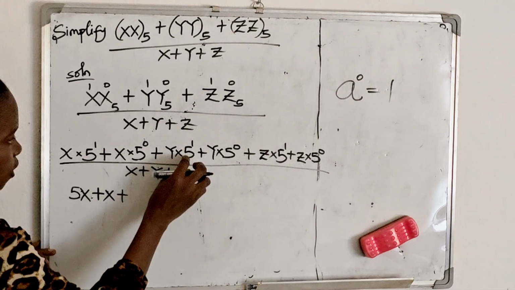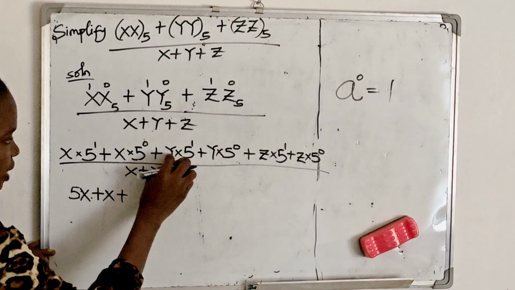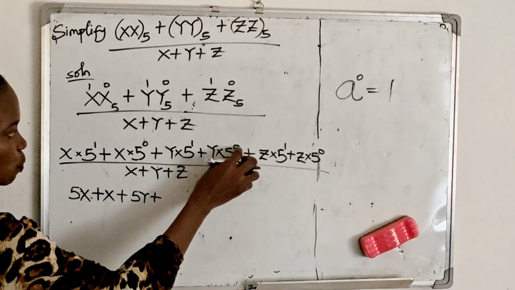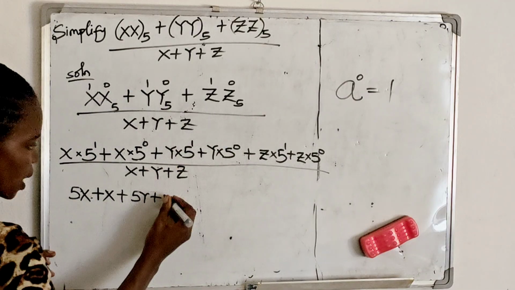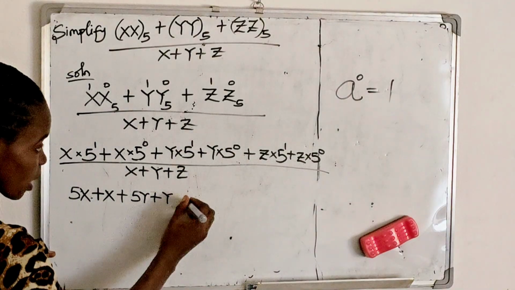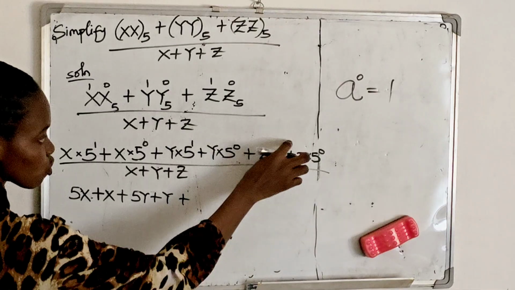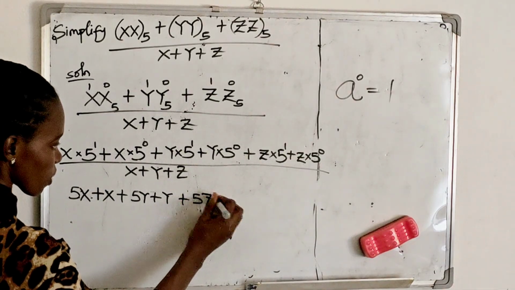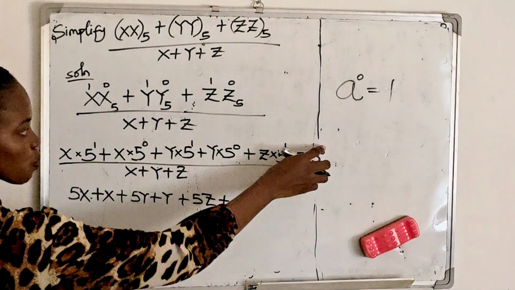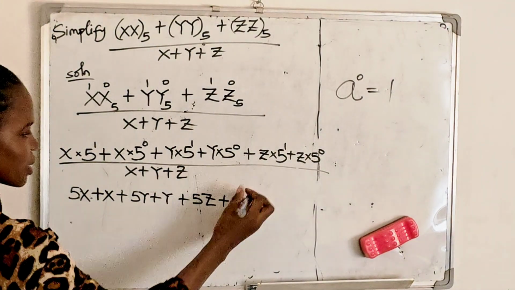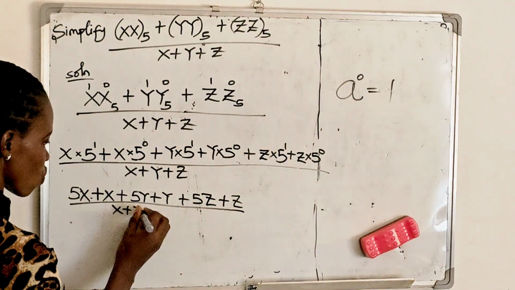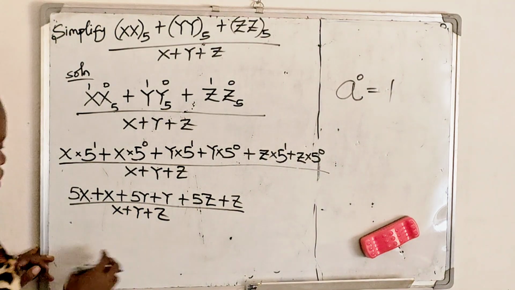Plus 5 raised to the power of 1 is 5. 5 times y, 5y. Plus 5 raised to the power of 0 is 1. 1 times y, y. Plus 5 raised to the power of 1 is 5 times z is 5z. Plus 5 raised to the power of 0 is 1. 1 times z is z. All over x plus y plus z. So we simplify.